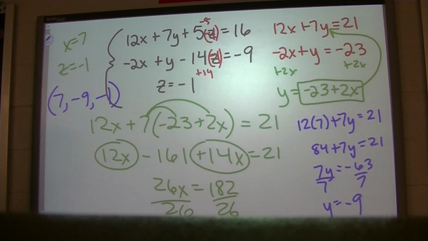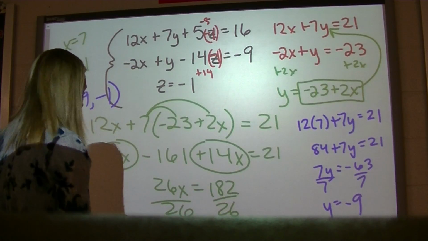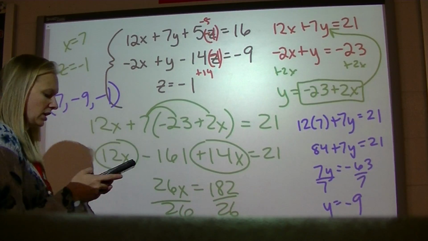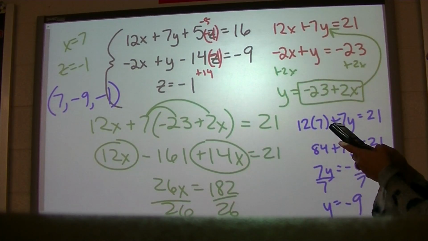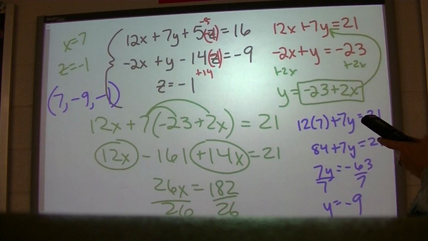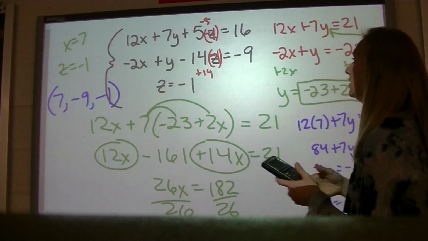By all means, check your solution. There's a lot of places we could have made errors here, so check it in the original. So 12 times 7 plus 7 times -9 plus 5 times -1 gives us 16. 16 equals 16, that checks out.